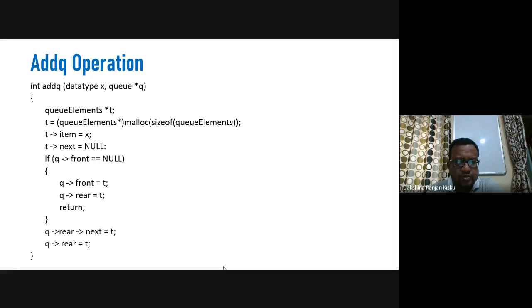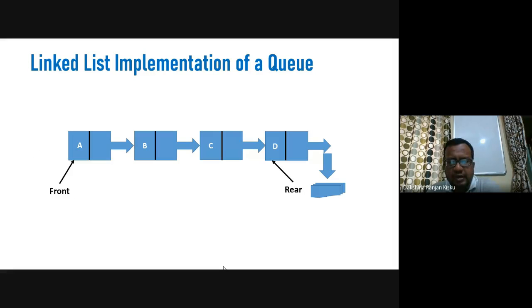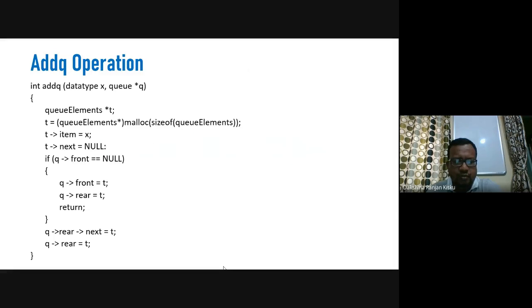What is Q rear? Here we can see that Q rear points to the last node. Whenever a new item is added by adding a new node, the new node will be inserted after the last node of the linked list. Here the last node is the D node, and node D is pointed to by the rear pointer. Therefore, we will make Q rear next equals to T.